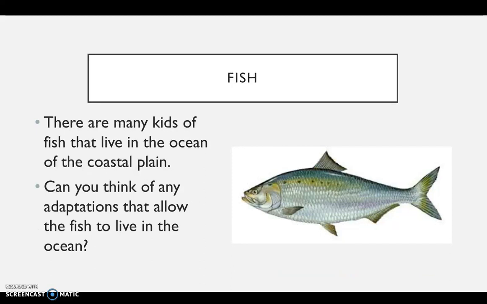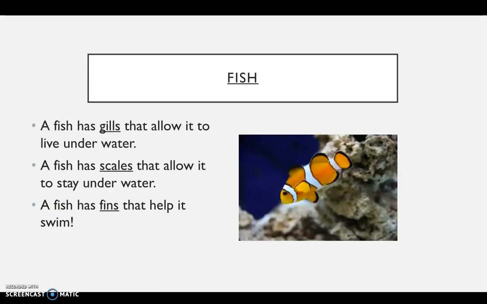There are many kinds of fish that live in the ocean of the coastal plain. Can you think of any adaptations that allow fish to live in the ocean? A fish has gills that allow it to live underwater. A fish has scales that allow it to stay underwater. A fish has fins that help it swim. Please pause the video to record your notes.